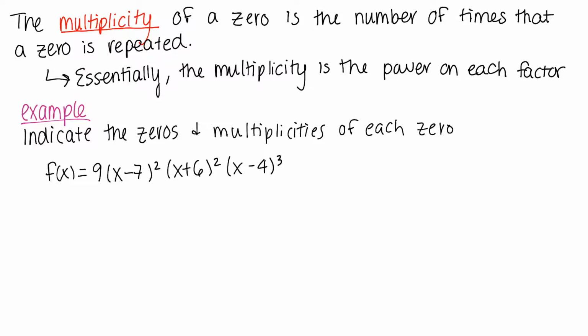Now, this very first guy, the 9, if you try to set it equal to 0, you just get 9 equals 0, which that's not a true statement. So 9 doesn't have anything to do, if it's just a constant out front and there's no x, it has nothing to do with the zeros and the multiplicities. So there's nothing to deal with the 9. Here, we'd have x minus 7 equals 0. So x equals 7 is the 0. And then the multiplicity is 2.